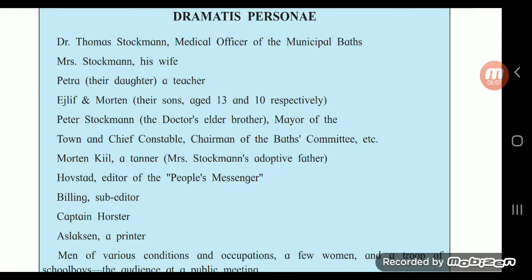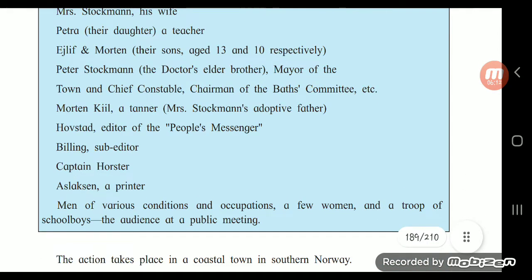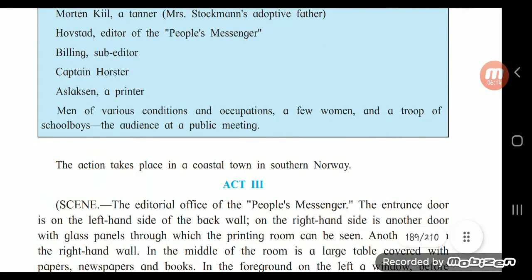Billing, sub-editor, Captain Horster, and Aslaksen, a printer. Okay. Now the action takes place in a coastal town in southern Norway. Okay.